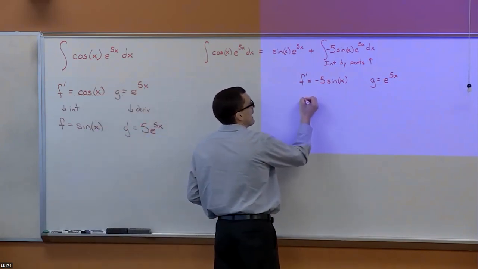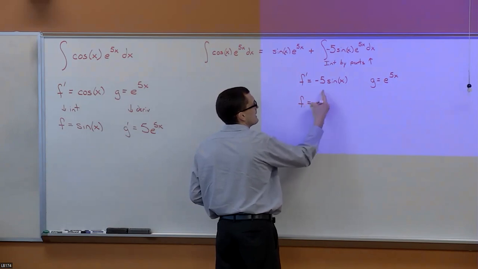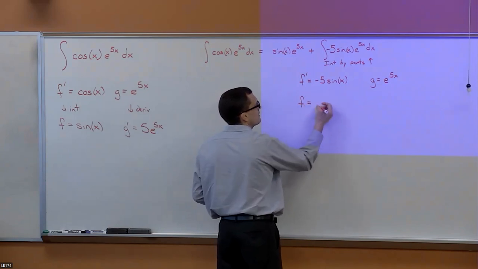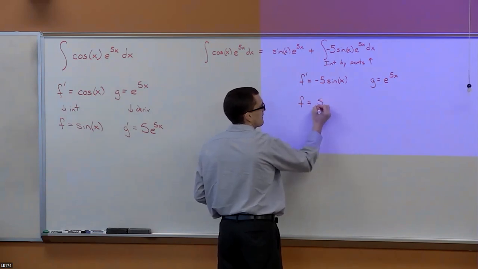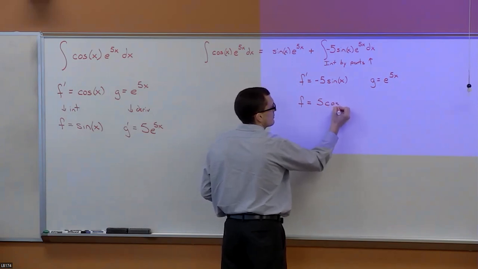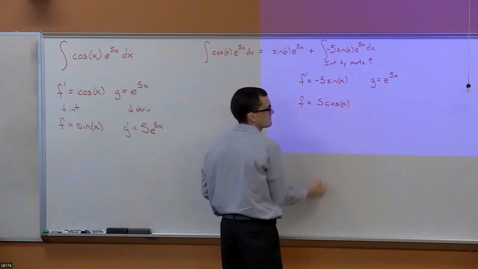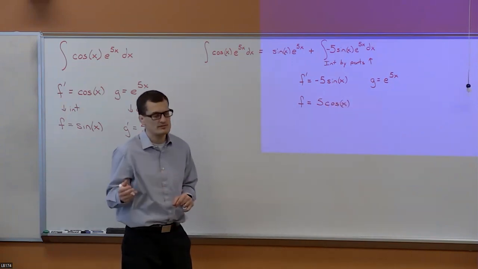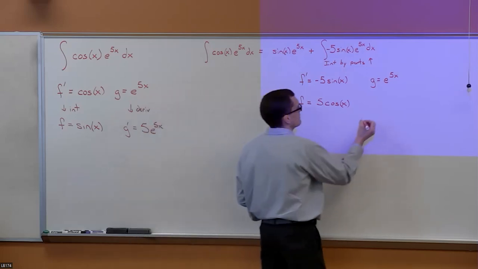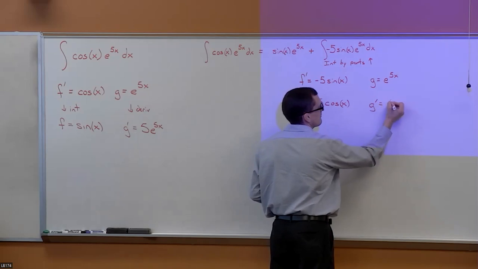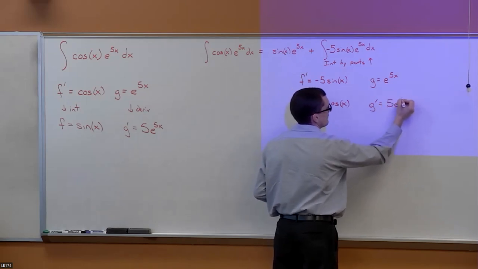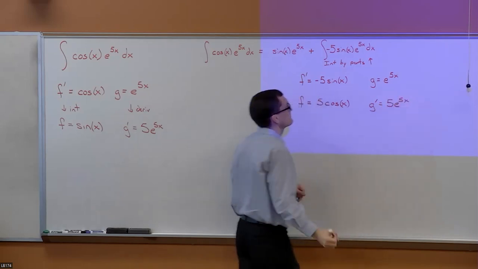So f in this one, if we integrate sine, you get negative cosine. So we end up with a positive 5 cosine of x. Negative, negative, we get the positives. And then when you take a derivative of g, once again, you get 5e to the 5x.